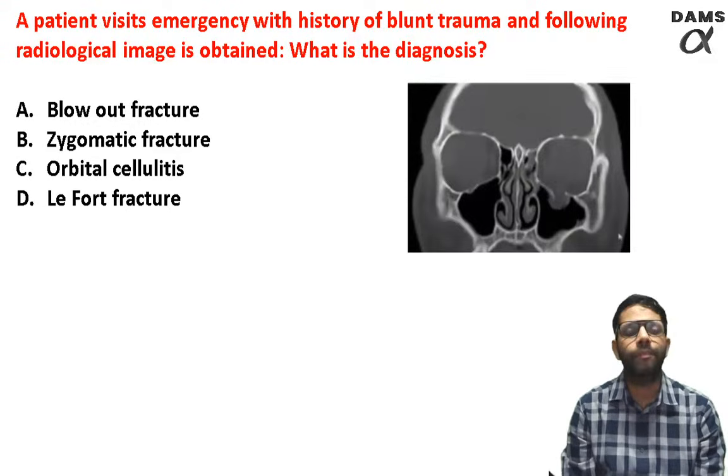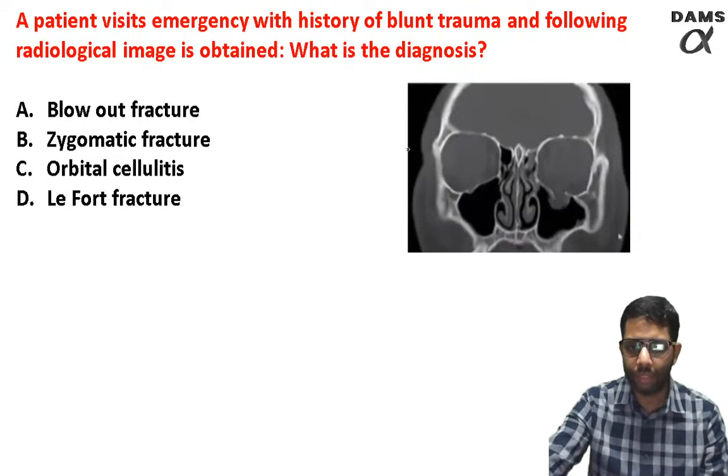Good, Subankar. Now this is an easy question, it has been asked multiple times but is frequently asked. A patient visits emergency with a history of blunt trauma, with the following radiological image. What is the image showing? CT scan, MRI, X-ray. Bone is there, so it is a CT scan.